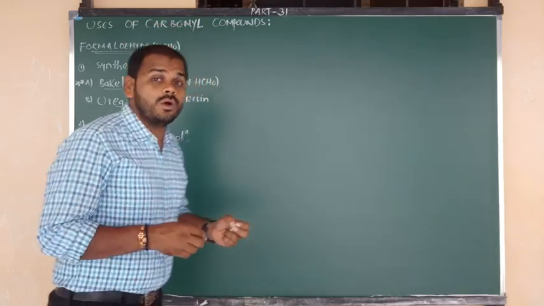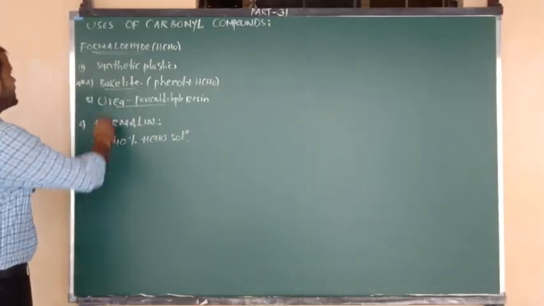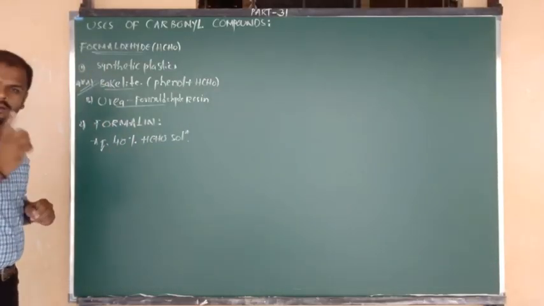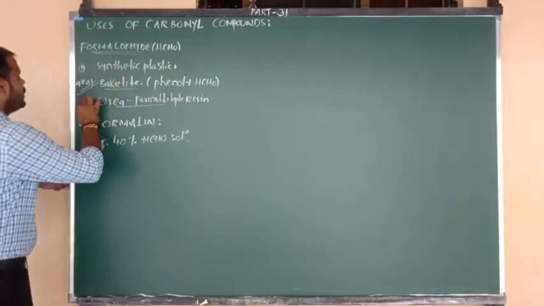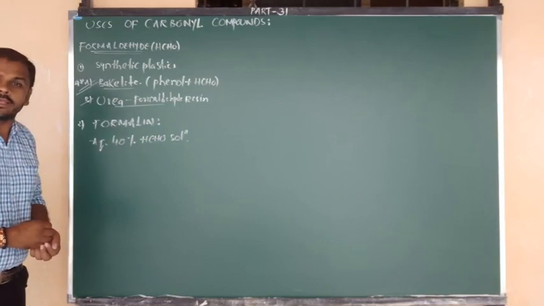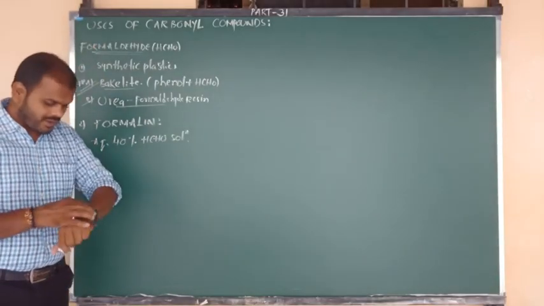So which type of polymers or synthetic plastics can we manufacture by using formaldehyde? Number one is bakelite, very important. Number two is urea formaldehyde resin, or we can say urea formaldehyde plastics. Like this, we can manufacture such polymers by using formaldehyde.